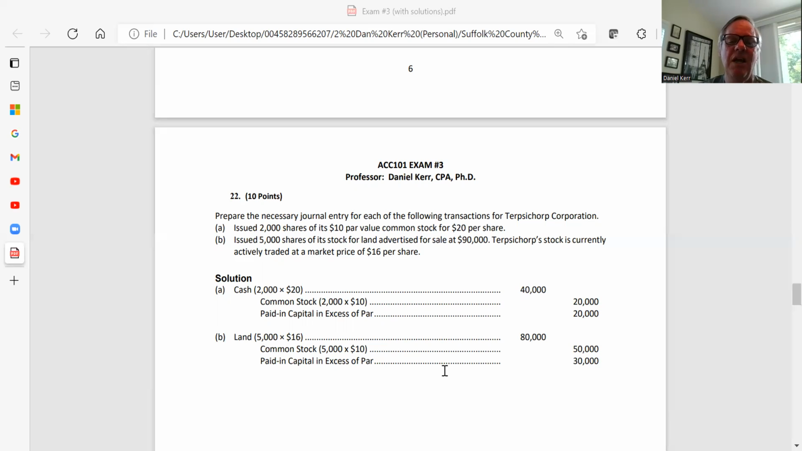So the advertised price really isn't all that relevant when you compare it to the market value of the stock, which is readily determined at $16 a share. Since the stock is actively traded at $16 a share, the cost of the land is 5,000 shares times 16, which gives you the 80,000. Common stock in this case still has the $10 par, so 5,000 times 10 gives you 50,000. And the difference is paid in capital in excess of par.